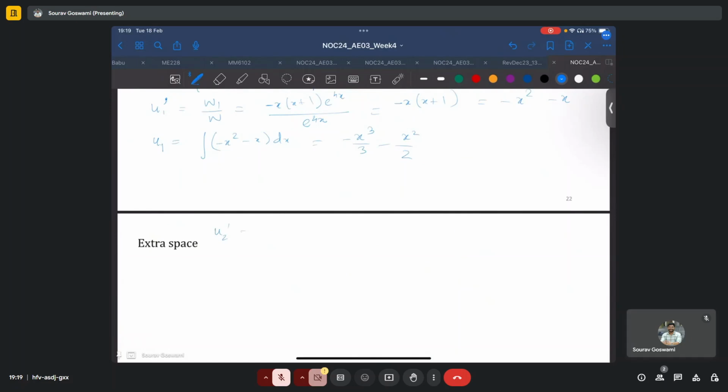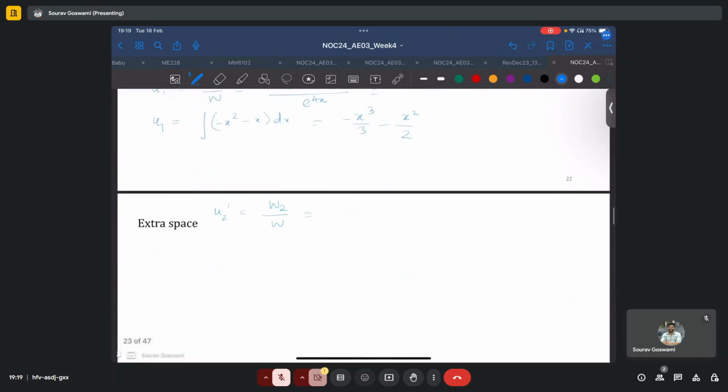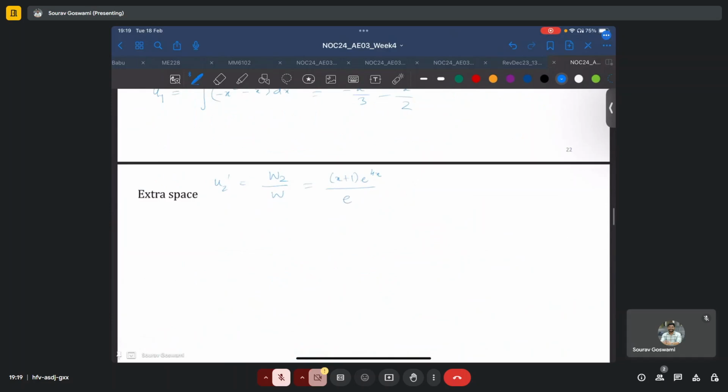u2 prime equals w2 by w. We computed w2 as (x plus 1) e power 4x and w as e power 4x. u2 prime simply becomes x plus 1, in which case u2 becomes the integral of x plus 1 dx, which is x square by 2 plus x, and again no constant of integration.